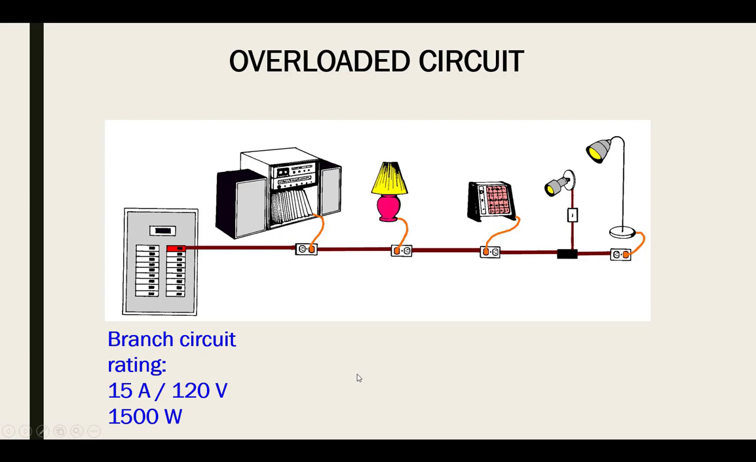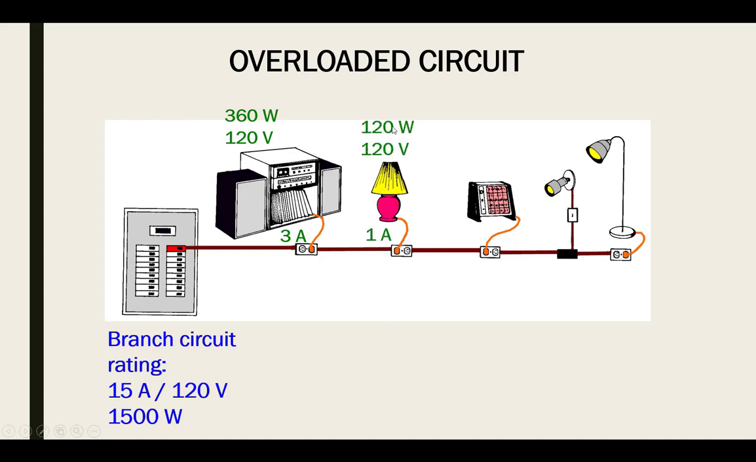So here's an overloaded circuit. This is a branch circuit coming off the breaker box going into a room. It's rated for 15 amps, 120 volts, so we have 1500 watts. Now, I've got this sound system, which looks pretty old, and it's rated at 360 watts. Since it's 120 volt, we know it's plugged into 120 volts, and it's rated to consume 360 watts. We know that it's 3 amps that it's drawing, because V times I is the power. So there's 3 amps, we have 15.